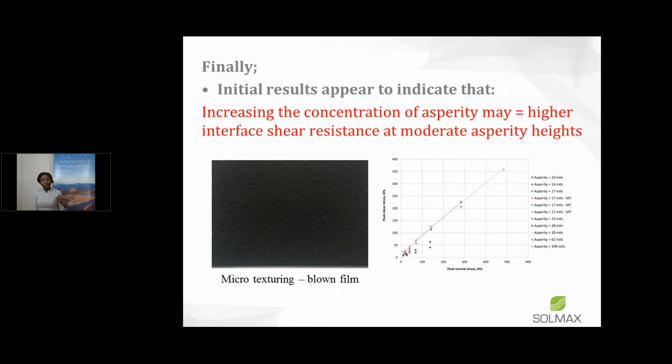Finally, initial results from studies are indicating that by increasing the concentration of asperity, we may be able to achieve higher interfacial resistance at moderate asperity height.